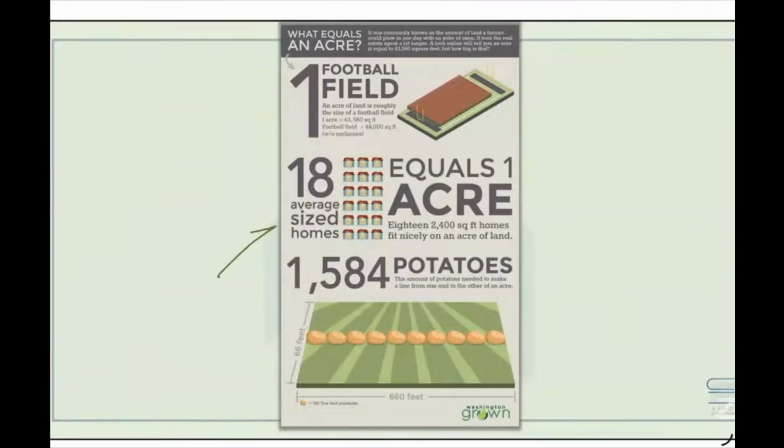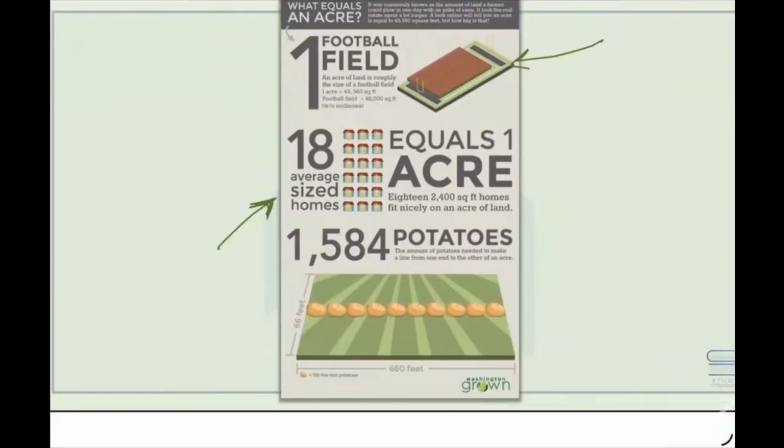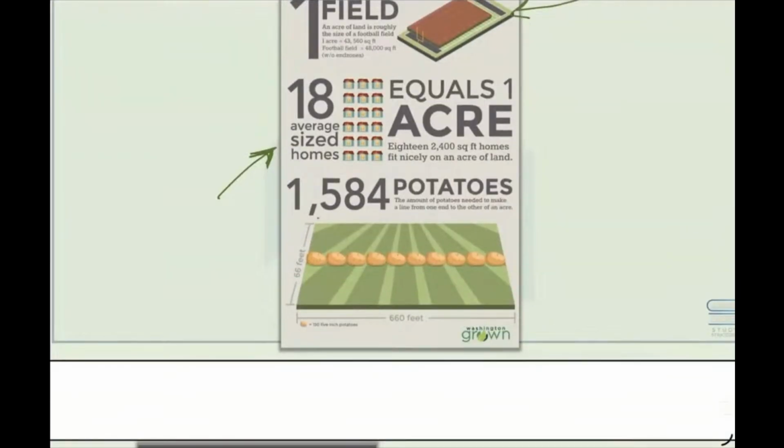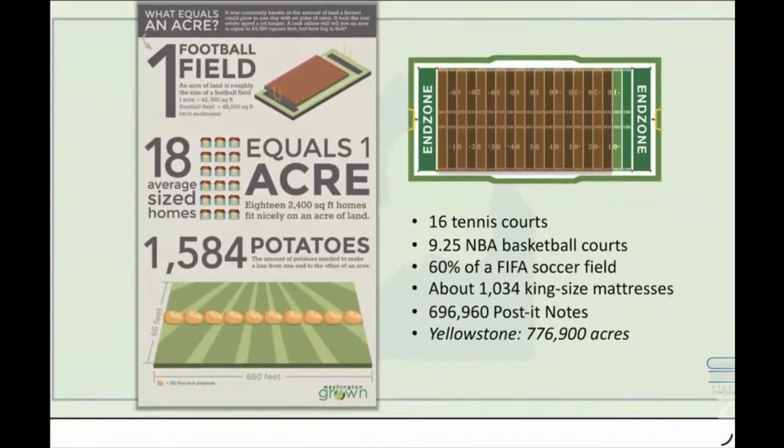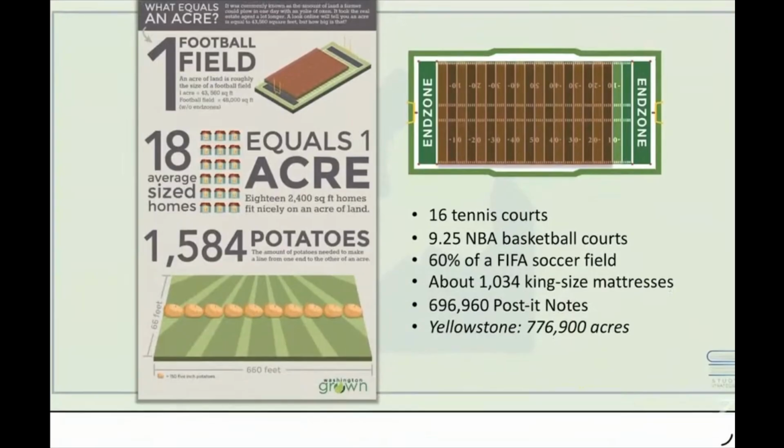You could put 18 average sized homes on 1 acre. An acre of land is like the size of a football field without the sidelines. I mean, 1,584 random potatoes could line up. Okay, that just sounds crazy. But having said that, if you're thinking an acre doesn't sound that big: 16 tennis courts, about 60% of a soccer field, right?